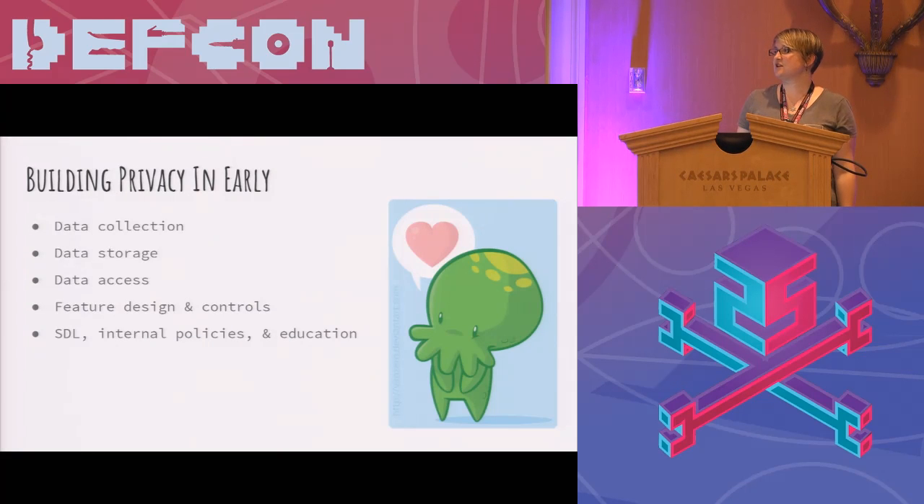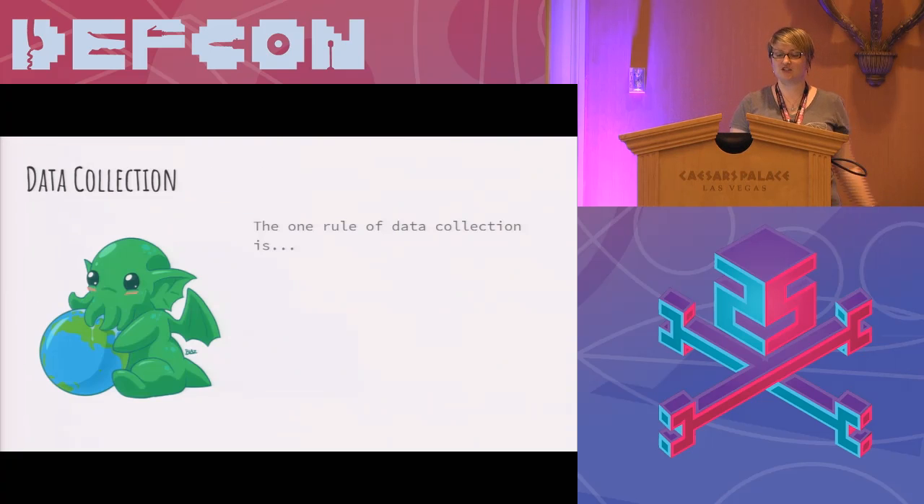So how do we build in privacy early? There's five stages where you want to build your privacy in. Data collection, data storage, data access, feature design and the controls for the features, and then your policies and procedures, so your software development lifecycle, your internal policies, and your employee education. For data collection, there's one rule.